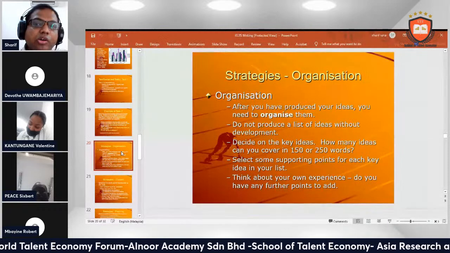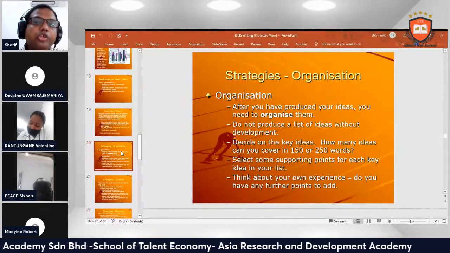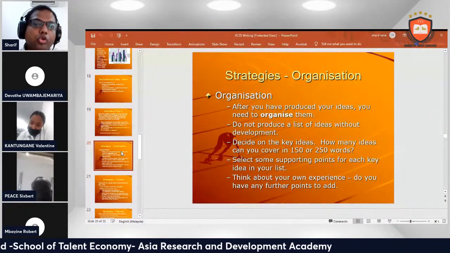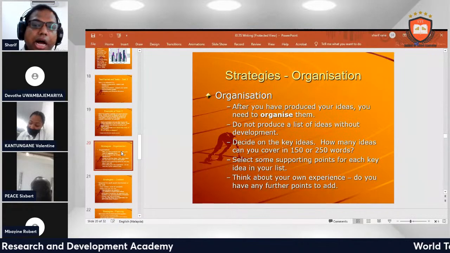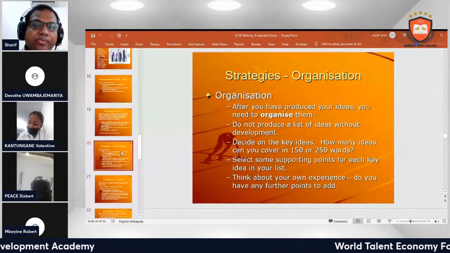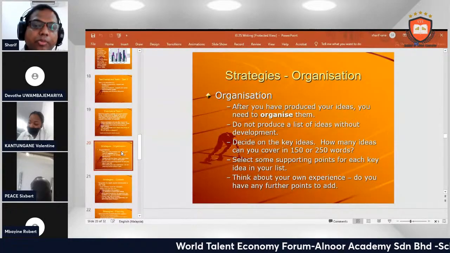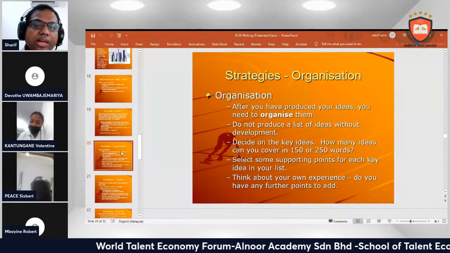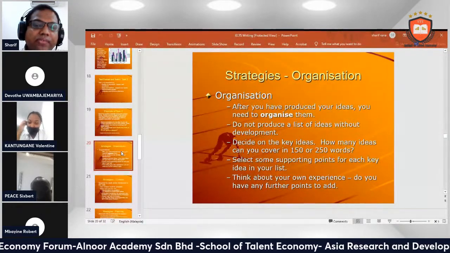Let's say strategic organization. After you have produced your ideas, you need to organize them. Do not produce a list of ideas without development. Decide on the key ideas. How many ideas can you cover in 150 to 250 words? Select some supporting points for each key idea in your list. Think about your own experience. Do you have any further points to add?